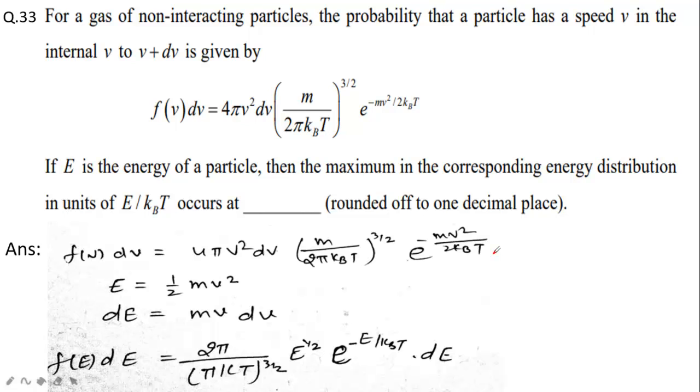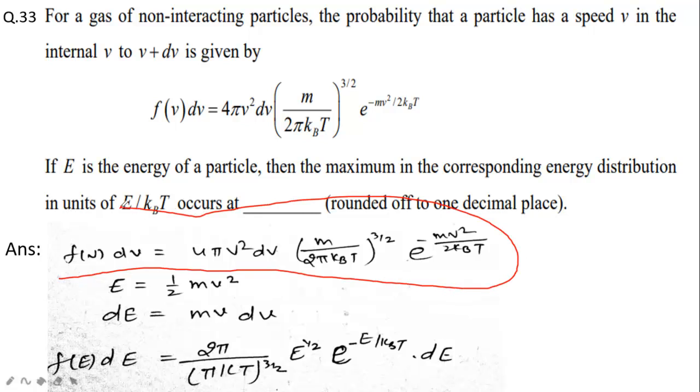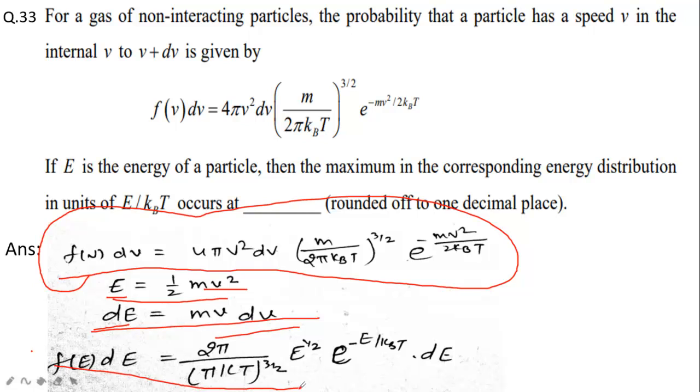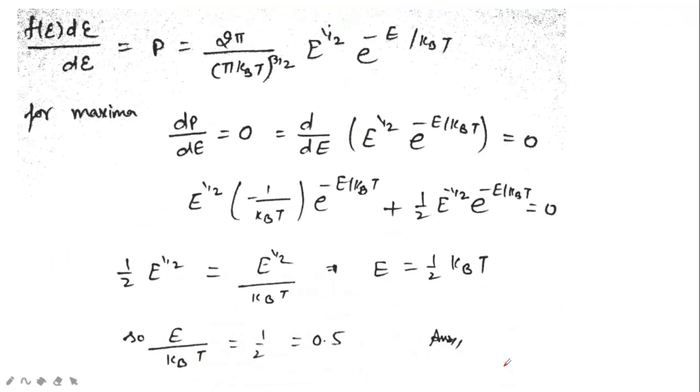So we know this f(v) dv which is given in the question. We will convert this function in the range of energy. So we know E equals half mv square, so dE is mv dv. Just put the values of E and dE instead of v and dv here. By putting these values, we are getting f(E) dE equals 2 over root pi, 1 over kT raised to the power 3 by 2, root E, exponential of minus E upon kBT, dE.